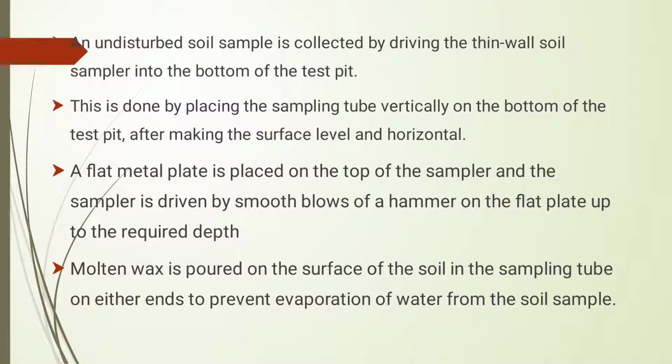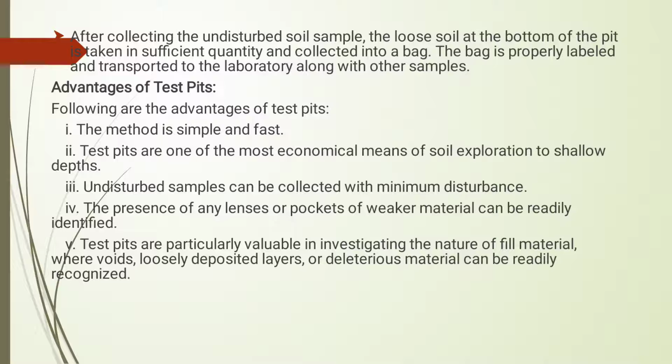When it has reached the required depth, molten wax is poured on the surface of the soil in the sampling tube to prevent the evaporation of water from the soil sample. After collecting the undisturbed soil sample, the loose soil at the bottom is taken in sufficient quantity and collected in a bag, and it is labeled and transported to the laboratory for testing.